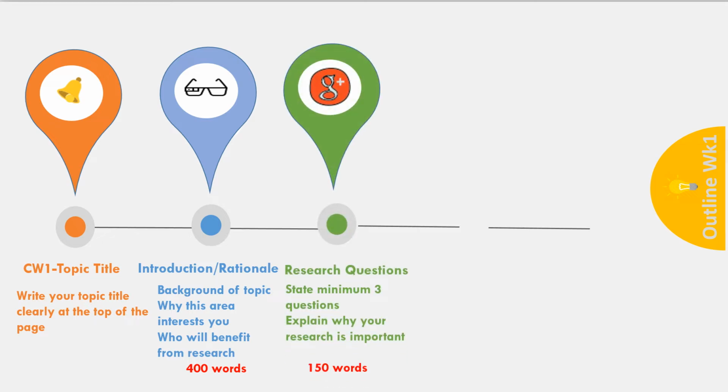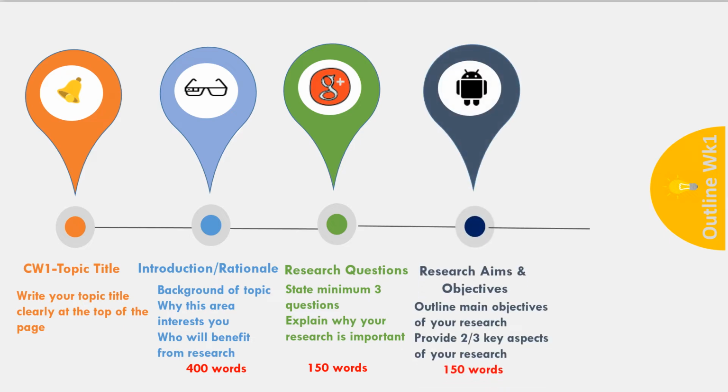Then this follows on to your research questions. Here you need to state a minimum of 3 research questions and explain why the research is important, approximately 150 words. And after you've done your literature review, you may come back to your research questions and slightly modify them. It may not be right because you may take into consideration more information on the research that you've conducted, which may influence your research questions. So this may change later on.